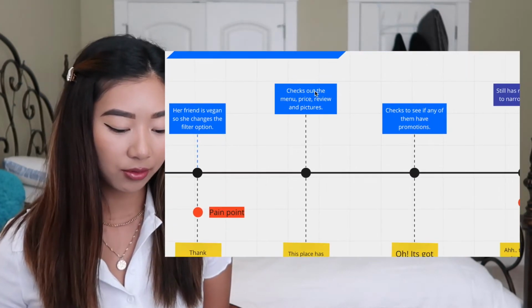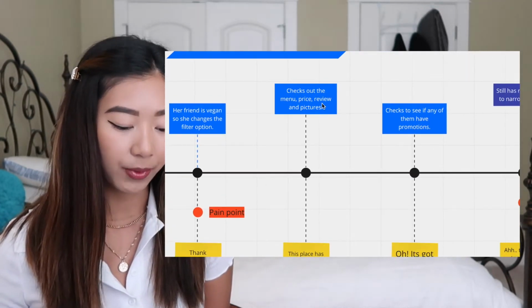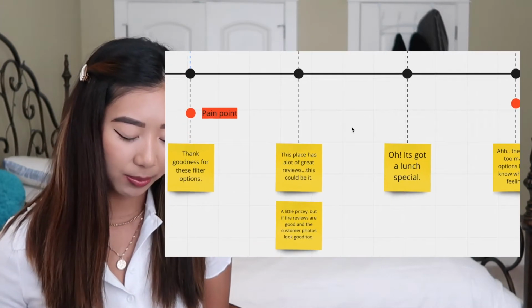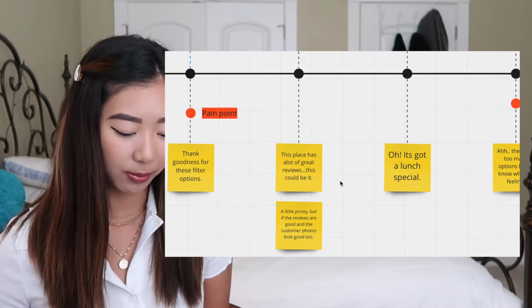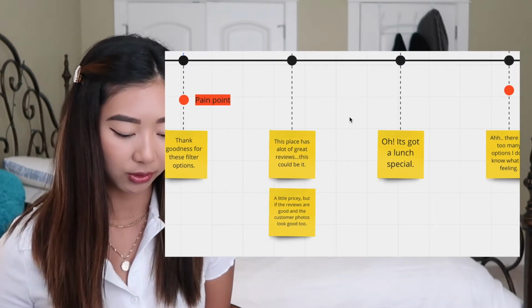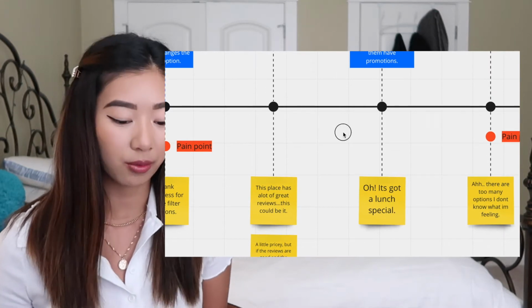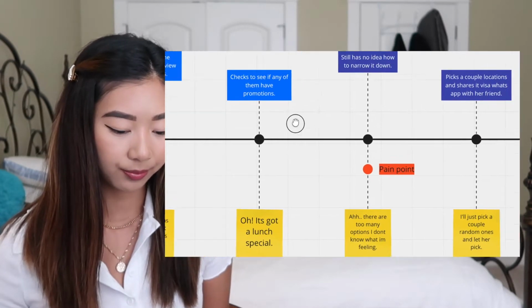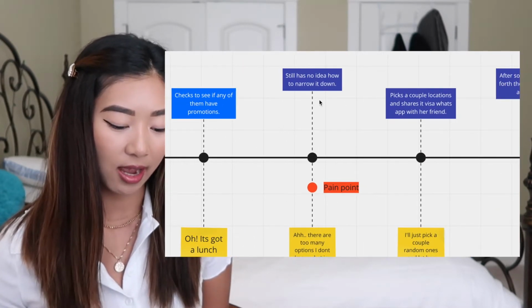And then she checks out the menu, the price, review, and pictures. This place has a lot of great reviews. This could be it. A little pricey, but if the reviews are good and the customer photos look good too, then maybe I'll want to go. Checks to see if any of them have promotions. Oh, it's got a lunch special. Still has no idea how to narrow it down.